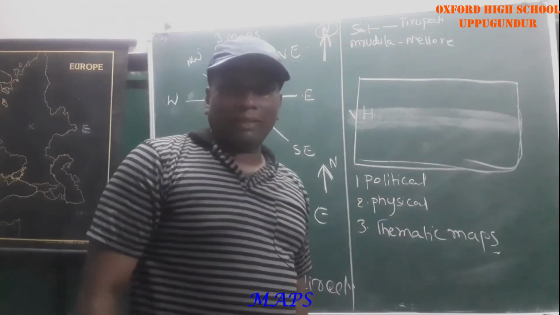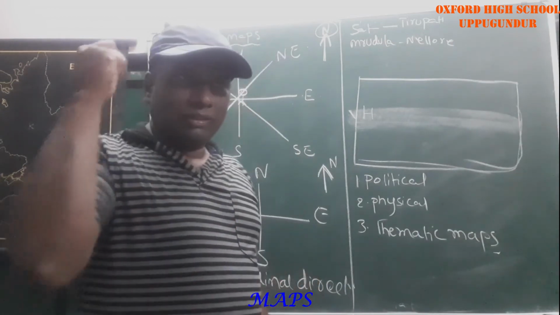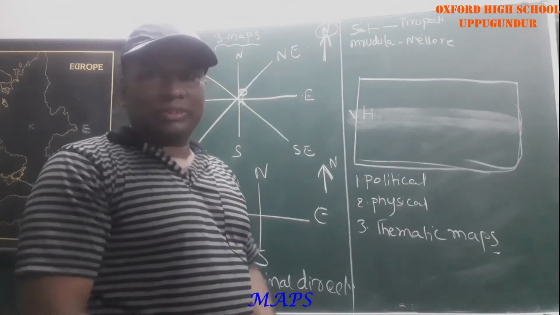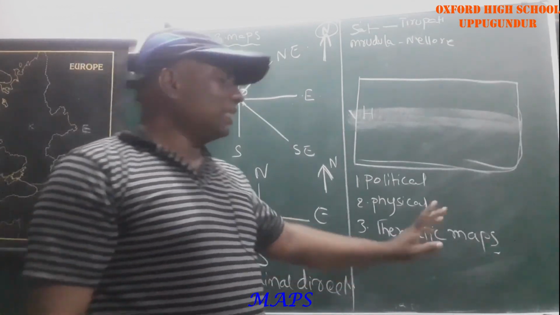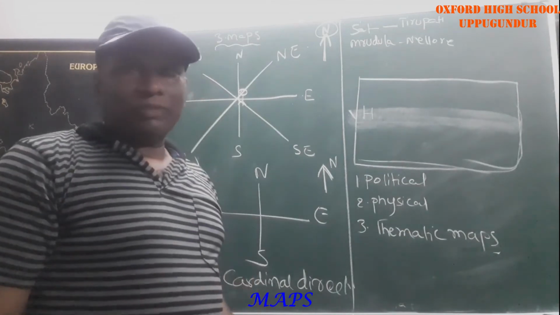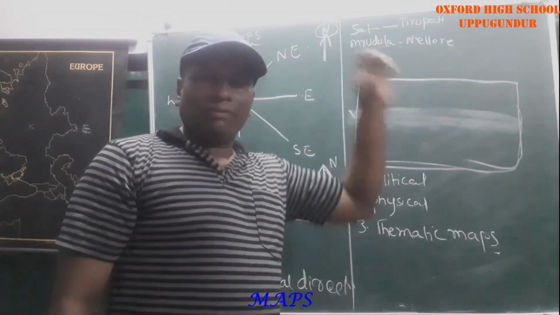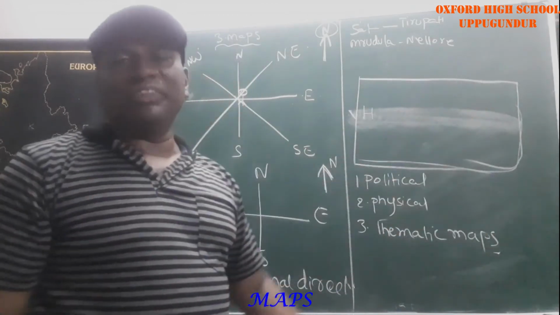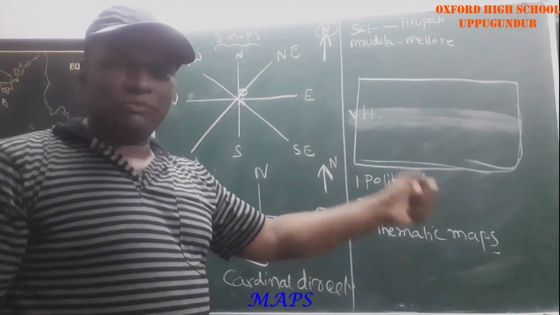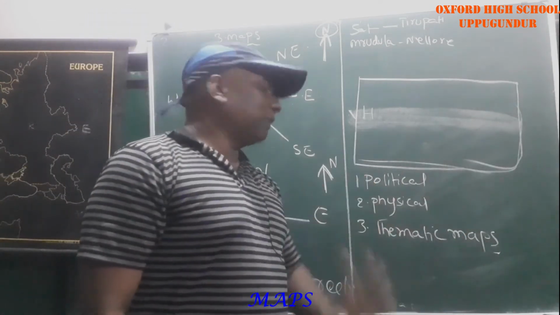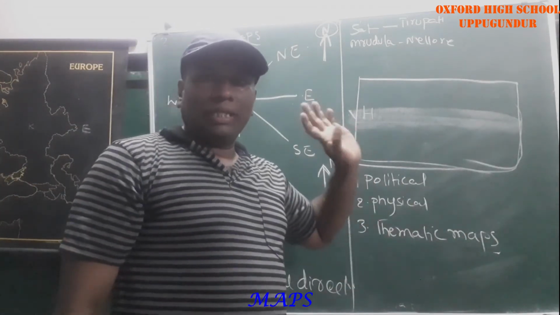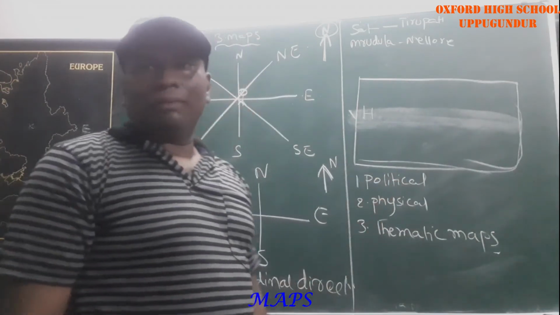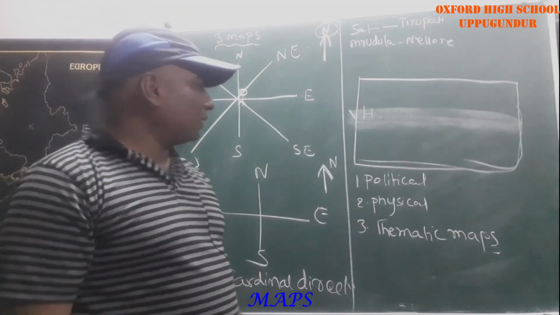Then thematic maps. Rainfall, where vegetation is located, such information we will get from thematic maps. Population data, where dense population is located, where dense forest is located, where heavy rainfall is falling. Such particular information we are getting from thematic maps. So we have different kinds of maps: political, physical, and thematic maps. This is about types of maps.